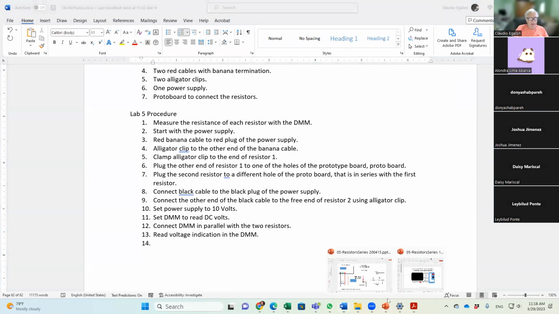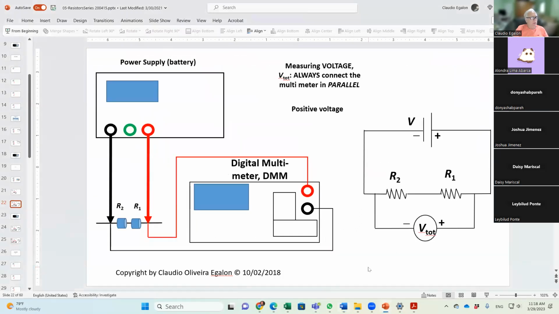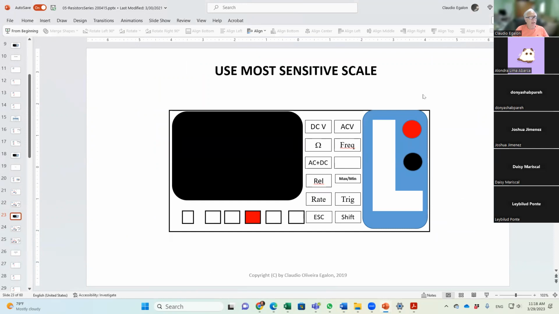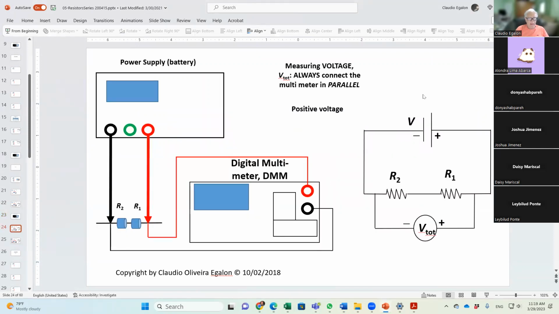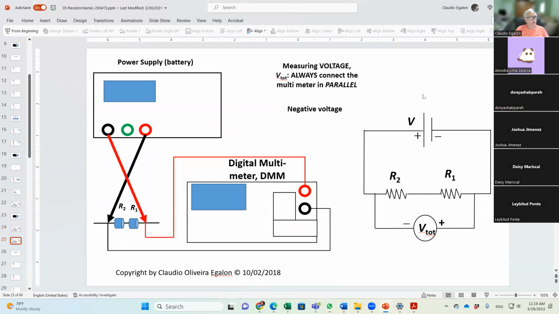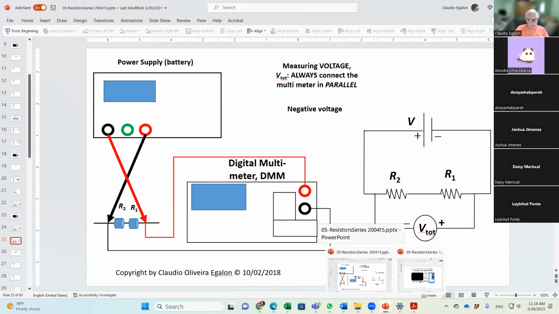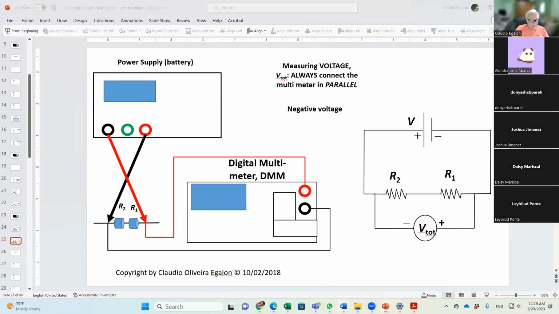Then what's next? Now you're going to measure the voltage across resistor 1, and then the voltage across resistor 2. Use the most sensitive scale. We always do that. That's how it looks. Measuring voltage, always in parallel. Oh yeah, you have to invert the cables here. Invert the cables of the power supply to get a negative measurement of the voltage.